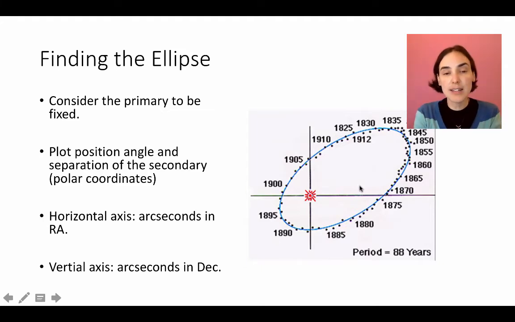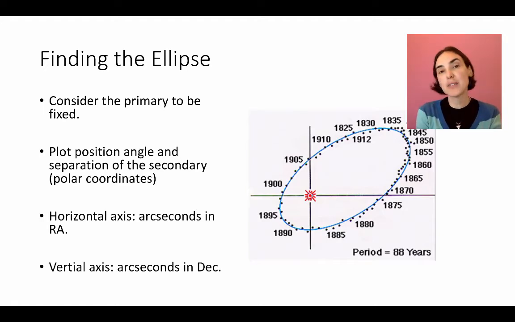The horizontal axis here is arcseconds in right ascension, and the vertical axis is arcseconds in declination. So here's the primary or brighter star. Here are positions of the secondary star relative to the primary over the course of the past 100 years. And so that's the sort of plot we're making.